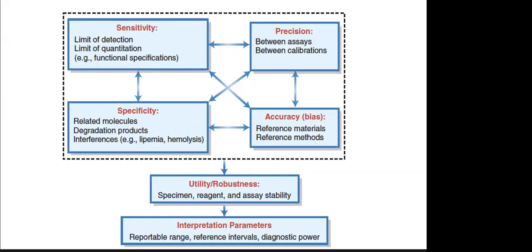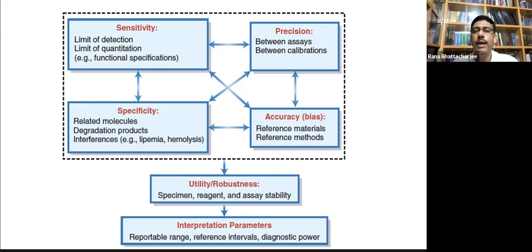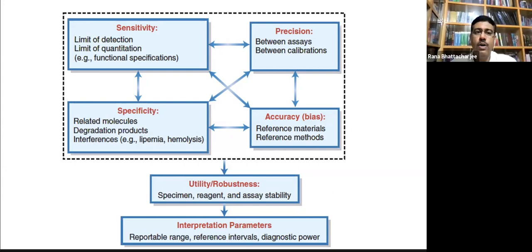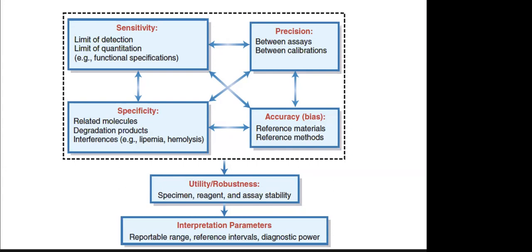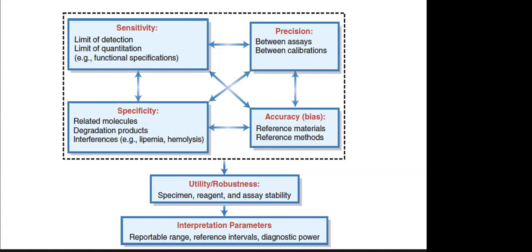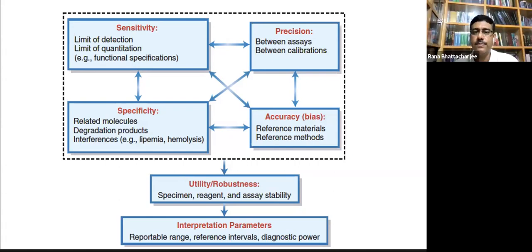So if you see a laboratory result, say if you see the cortisol level is less than 1 microgram per deciliter, that means the functional sensitivity of the assay or limit of quantitation of this assay is 1 microgram per deciliter. It can detect even the lower concentration of cortisol, but it cannot reliably quantitate it. So it's very important to know this difference.